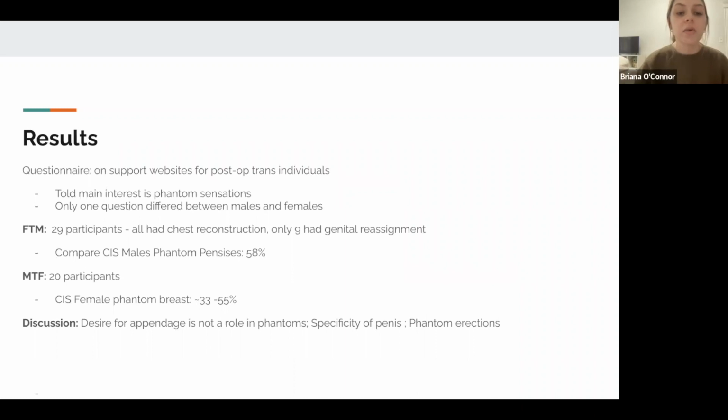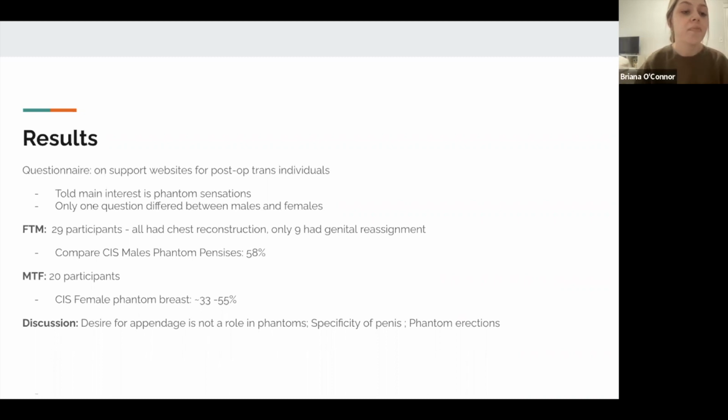So all of the results were found to be significant. 62% of female to male individuals experienced phantom penises in erection, and it's important to note that only 4 of the 9 individuals that experienced phantom penises had phalloplasty, and those that did stated they experienced them before surgery. For 2 cases, phantom penises occurred briefly after starting hormone therapy, suggesting there could be a possible hormone trigger for this reaction.